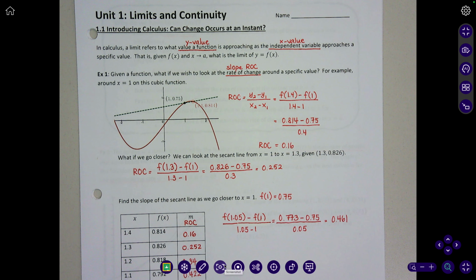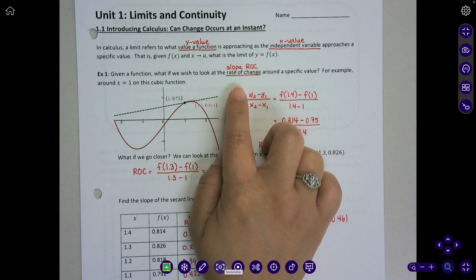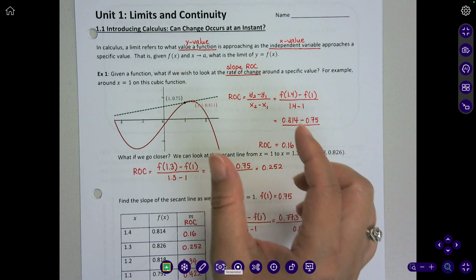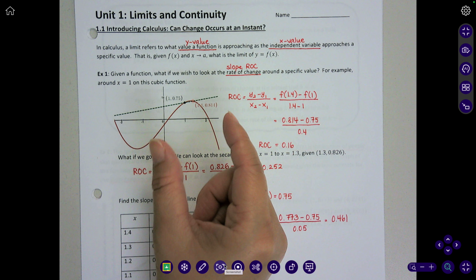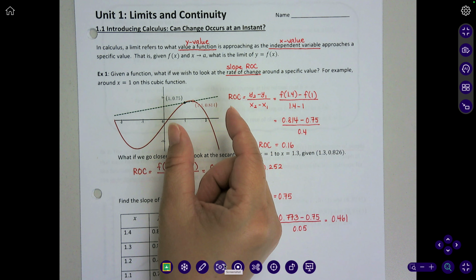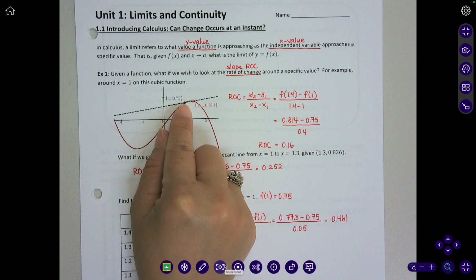Now, for 1.1, introducing calculus, which is: can change occur at an instant rate? The idea is the rate of change, that means slope. So we are using that slope formula. In calculus, though, instead of finding the slope between 2 points, we want to find the slope at a point. So what that means is we want to have the 2 points closest to the point that we want to find.